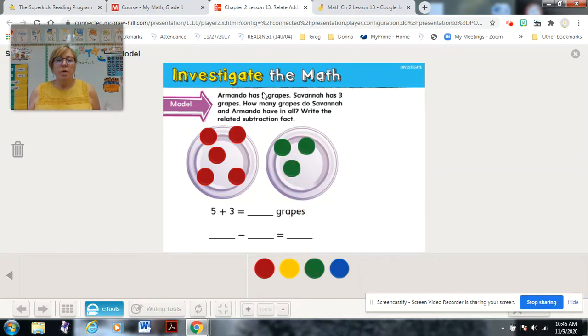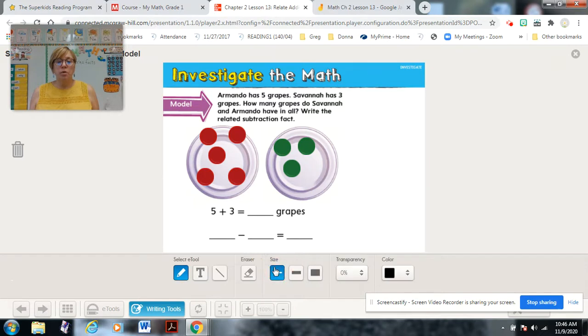So now they want to know how many grapes they have in all. Okay, so remember, in all means that they're adding things together. Here they've already written the addition number sentence for us, but I am going to count all of the grapes. 1, 2, 3, 4, 5, 6, 7, 8. Yes, so there are in total 8 grapes.